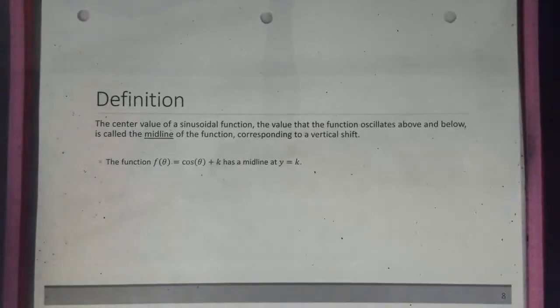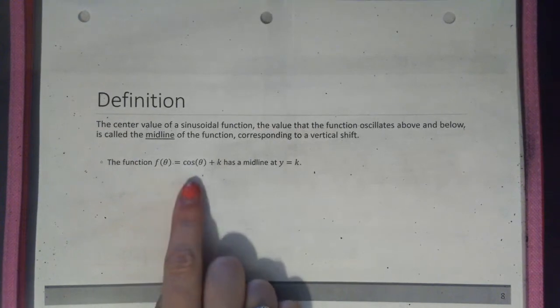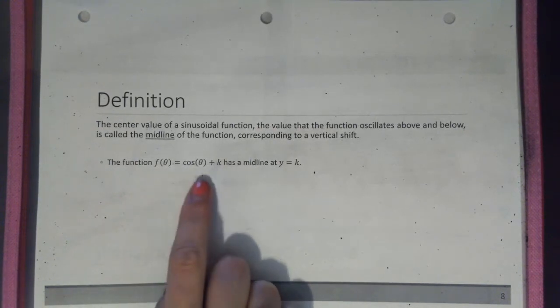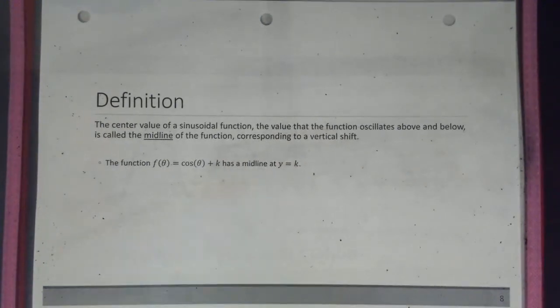There's that definition of midline I was looking for. The center value of a sinusoidal function, which is the value that the function oscillates above and below, is called the midline value, and that happens to correspond to a vertical shift. Because as we saw with regular old sine and cosine, they oscillated around 0. So if we do a vertical shift, then that midline is going to move with it. So if we're looking at the function f of theta equals cosine of theta plus k, we know that the midline of cosine is 0, so that vertical shift of k is going to be our midline.